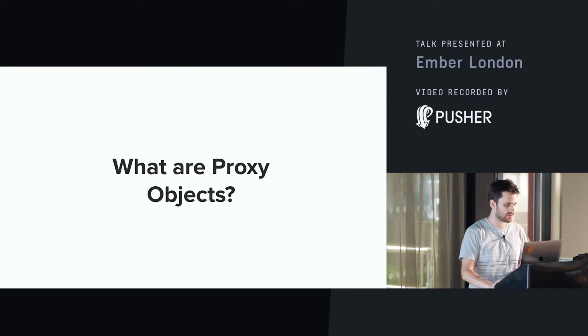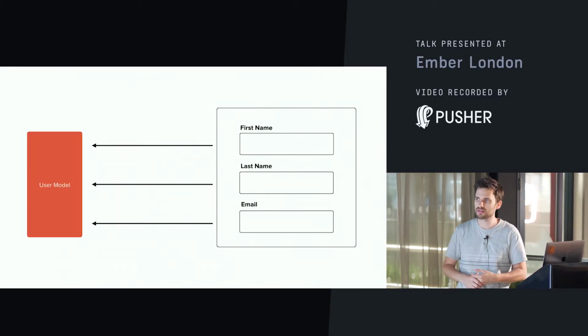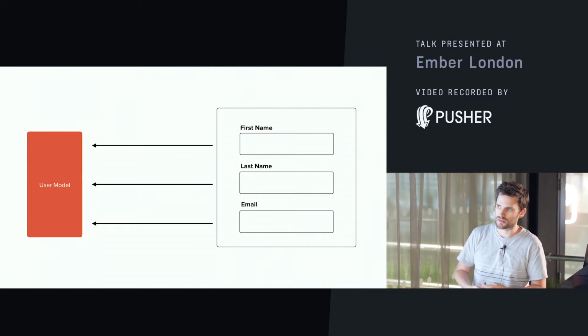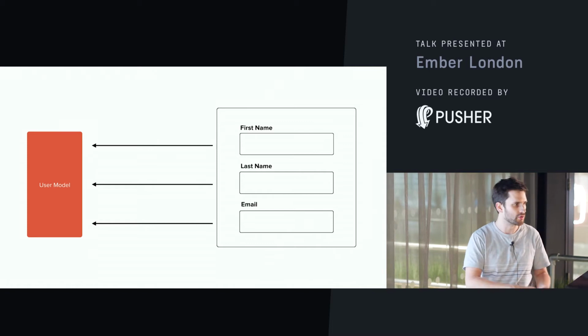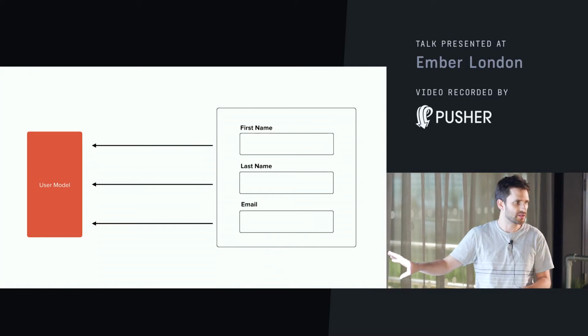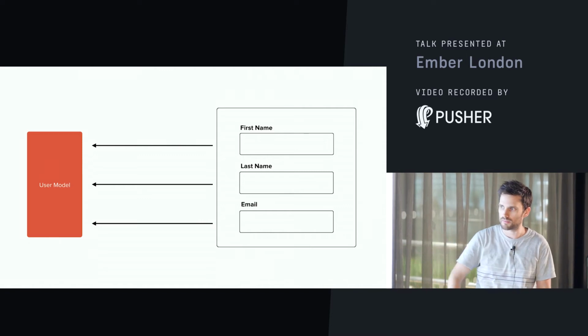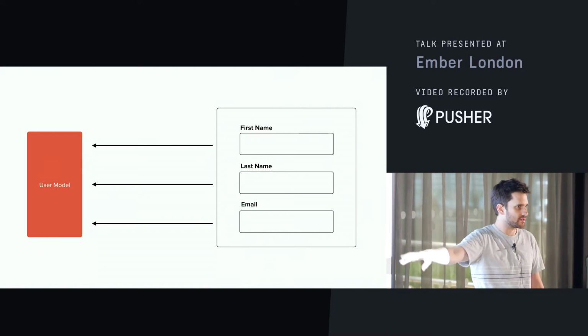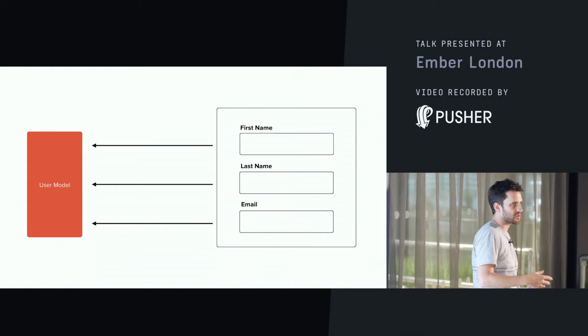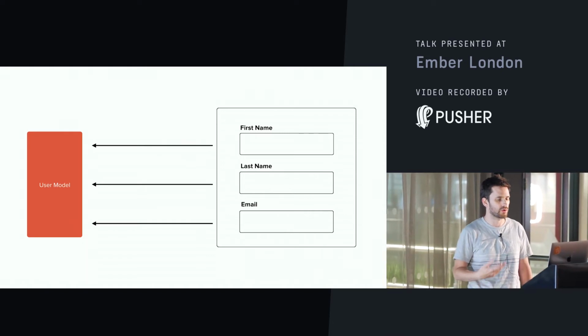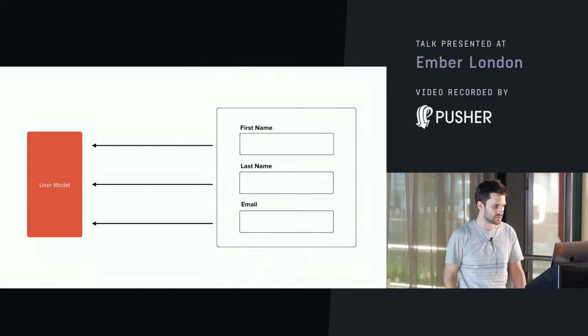Okay, so that's contextual components. What are proxy objects? I'm sure in some of our applications, or perhaps earlier on in the days of Ember, this would have been a pretty typical scenario. You would have had your form with first name, last name, and email, and that was probably directly two-way bound to your model, or perhaps an alias on your controller or your component.